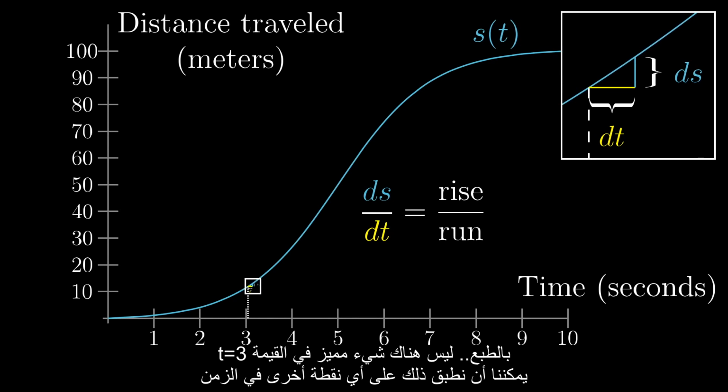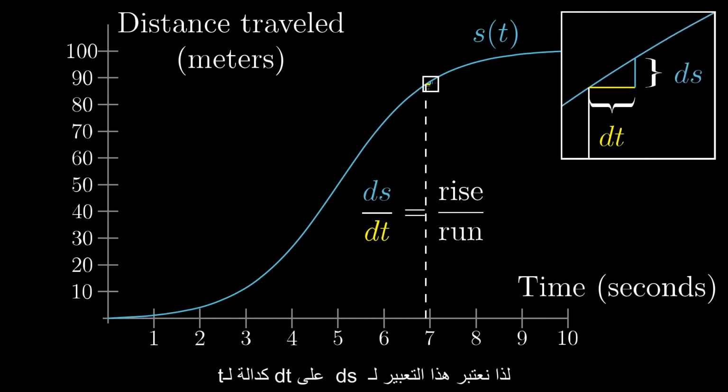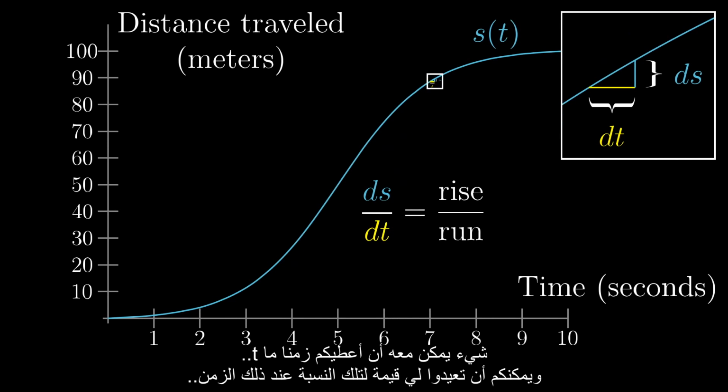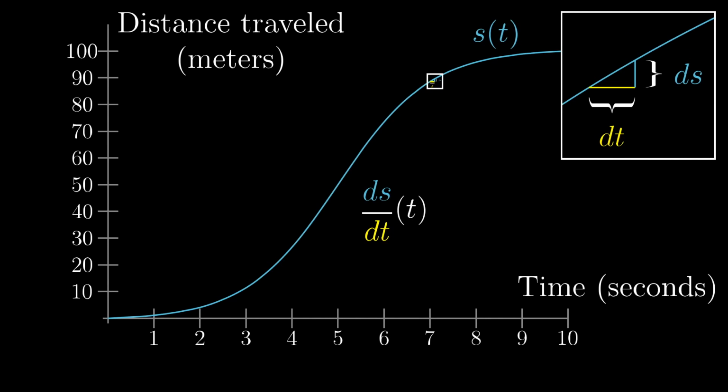Of course, there's nothing special about the value t equals 3. We could apply this to any other point in time, so we consider this expression ds over dt to be a function of t, something where I can give you a time t and you can give me back the value of this ratio at that time, the velocity as a function of time.